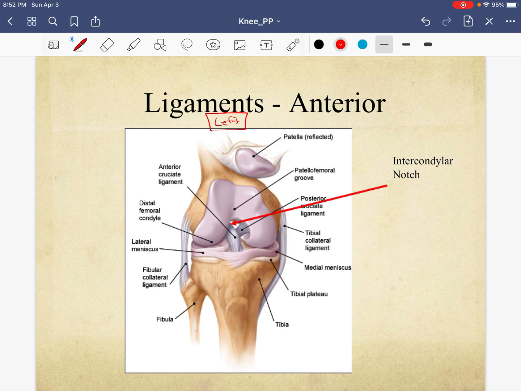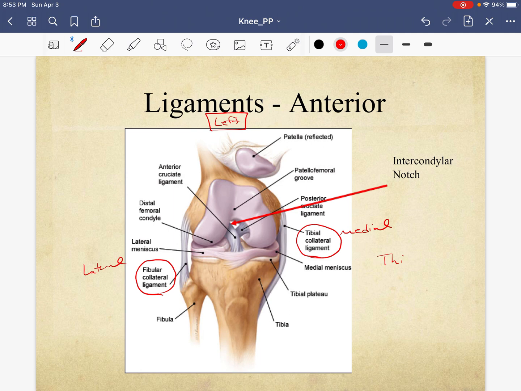The collateral ligaments are on the sides. Collateral means on the side. Just like the elbow, we have the ulnar collateral and radial collateral ligaments. Here, we have the fibular collateral, which is the same thing as the lateral collateral. And we have the tibial collateral, which is the same thing as the medial collateral ligament. I think it's more common to call them medial and lateral, but you wouldn't be wrong to call them tibial or fibular. What are some differences between them?